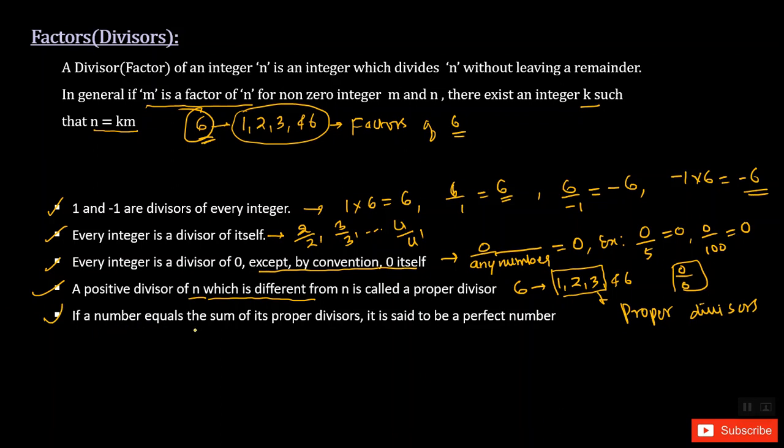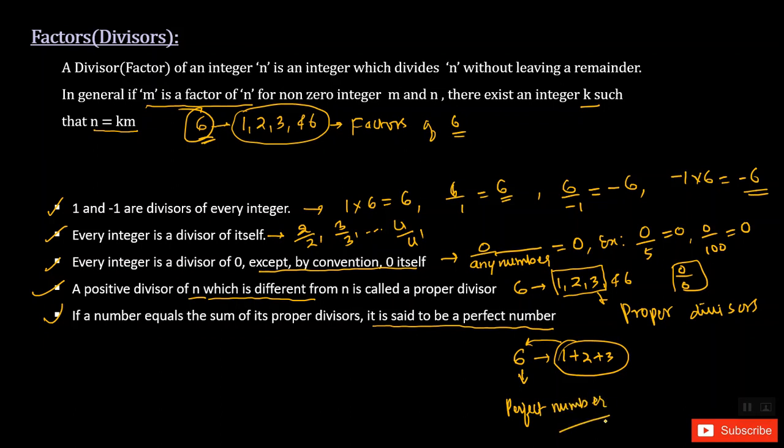If a number equals the sum of its proper divisors, it is said to be a perfect number. Again let's take an example. 6 is basically the sum of 1 plus 2 plus 3. So the sum of its proper divisors is equal to the number itself. Then this number is said to be a perfect number. Then I can say 6 is a perfect number. All right, so this is the way of representing.